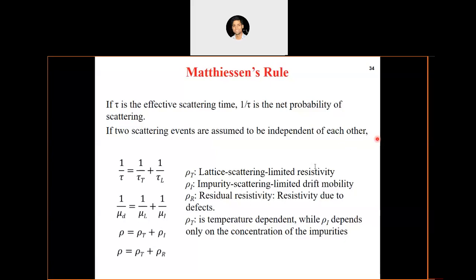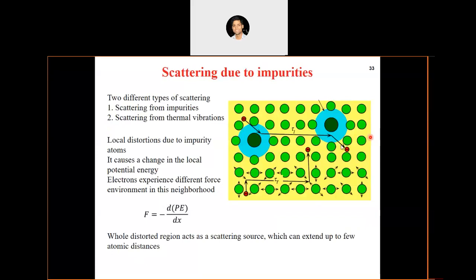Sir, can you please again explain what we are saying about scattering to a few atomic distances? Okay, let me go back here. He's asking what is this concept of scattering cross section, and why it will be larger in this case? See, in the case of atomic vibrations, the vibration amplitude is much smaller. It is definitely less than the atomic distance, right? So the scattering cross section will also be very small.